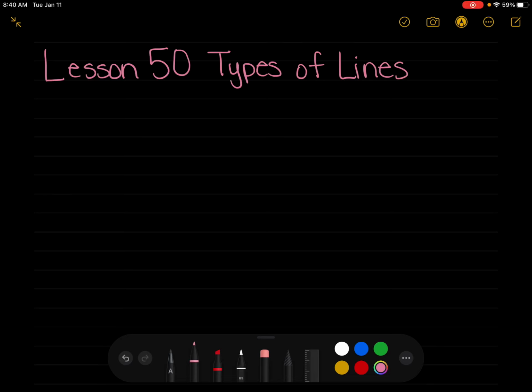Hello students, today we're doing lesson 50, types of lines. This is going to be a pretty quick lesson I think, but it still has some very important things in it. Okay, so we have three types of lines. The first one is parallel lines. Make sure that you are taking good notes so that you can go back and look at these.